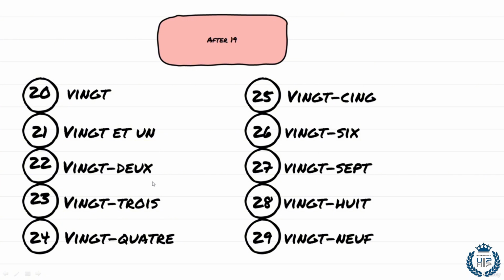Then let's move on to the numbers after 29, which will be 30 to 39. So just like the other numbers, you have to know the word for 30. Then after that, you can just add the other numbers. Okay, let me read it all out loud for you first. 30, 31, 32, 33, 34, 35, 36, 37, 38, 39.